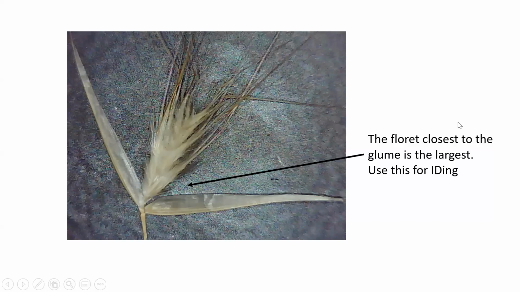Another important thing, when you find a wallaby grass and you want to ID it, grab the bottom seed. This will be the largest one, and you want to work off the largest one. These ones up here are tiny. There are some species that have very, very small seeds, and you're likely to be led astray by those small seeds up the top. So grab the bottom one that's closest to the glumes.